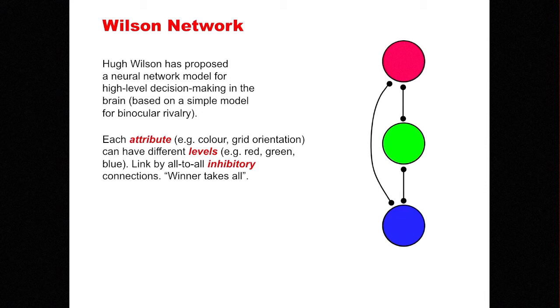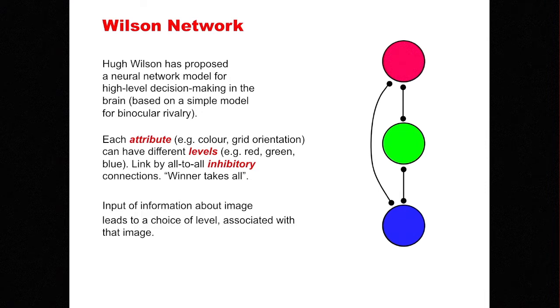By convention, I'm going to draw these things as vertical columns, so-called, and each column represents an attribute of the image, some feature of the image that we're going to focus on, and the different possibilities we'll call levels, just because that's what they look like. You've got to have some word for this. So winner takes all links between levels in one attribute column.